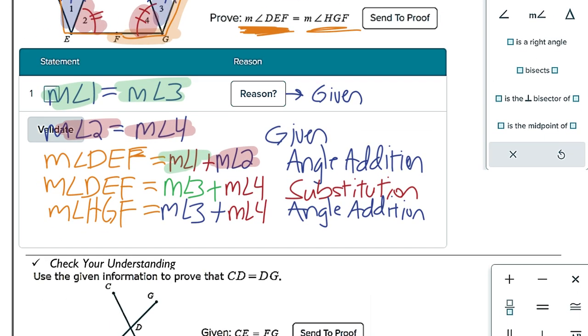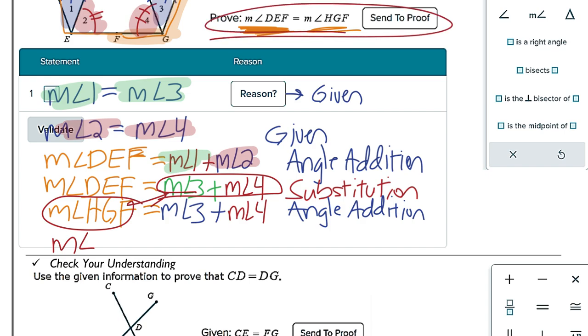We are going to take and place this right in for those two right here, because it is 3 and 4. So now our last step is just saying our proof step. We're going to send that to the proof. Our measure of angle DEF is in fact equal to the measure of angle HGF. And that is just, again, by substitution.